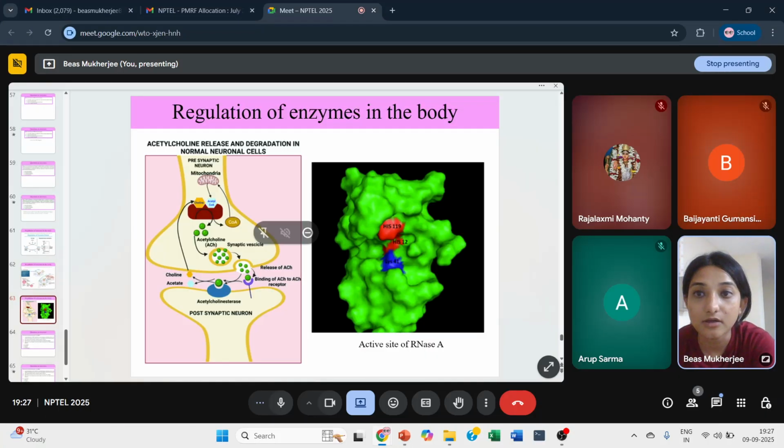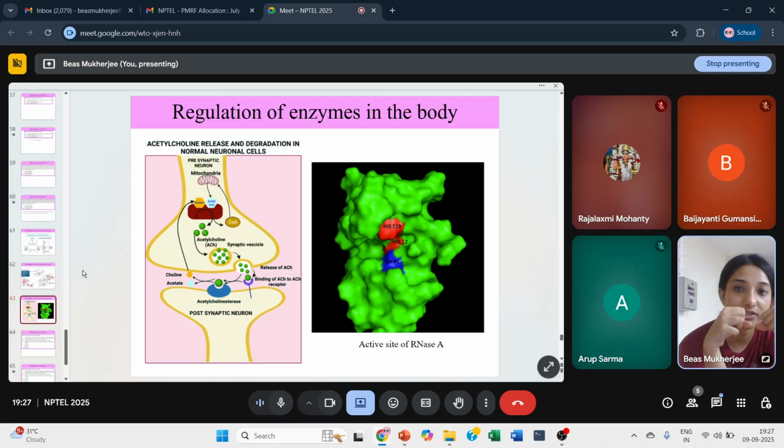Okay. Now see acetylcholine release and degradation in normal neuronal tissues. So what is happening? You know about synapse. In synapse, what is there? Between the two nerve endings, information is exchanged in the form of electrical impulse, electrical and chemical. So synapses can have electrical transfer, there can be chemical transfer between synapses, right? So see, a presynaptic neuron is there, and then there is a postsynaptic neuron, and the region between is called the synapse.